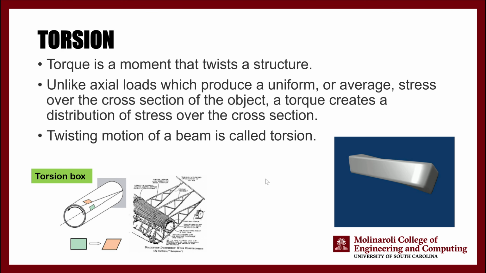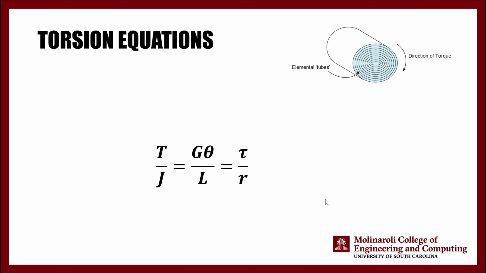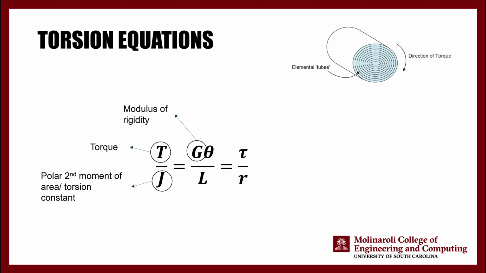Okay, so, twisting motion of the beam is called torsion. But how can we analyze torsion? Using this equation, in which T stands for torque, so the torque that you are applying to the beam. J is the polar moment of inertia, or the polar second moment of area, or the torsion constant. We also call it the torsion constant. G is the modulus of rigidity.